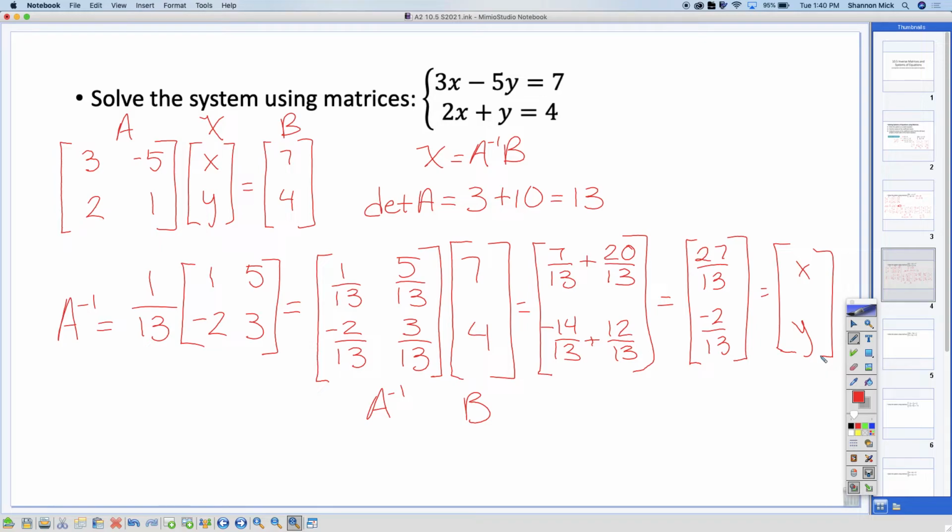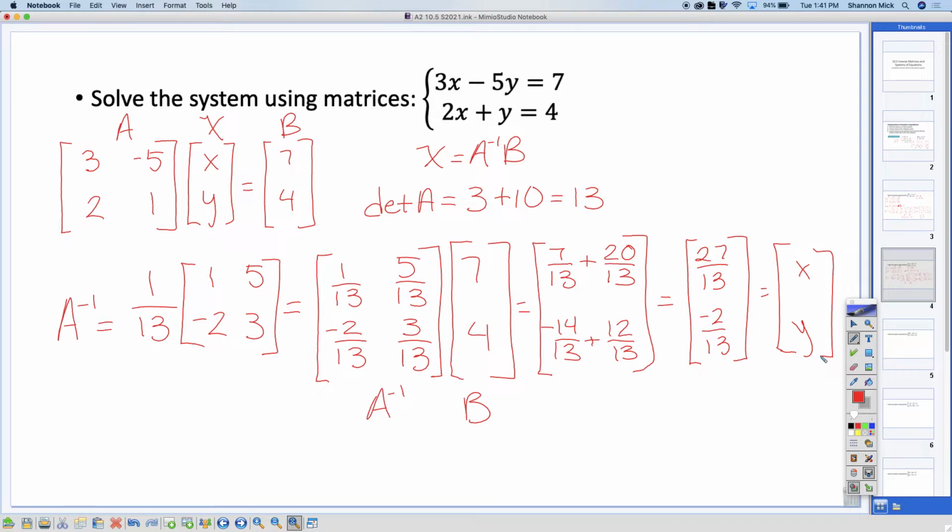You need to sit up front if you can't see that. Because that's not even messy. Yeah, it is. No, I just didn't know if it was supposed to be 14 or 4. So I got 27/13 and negative 2/13.